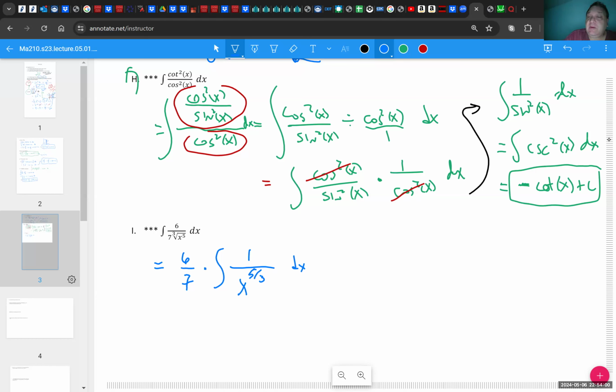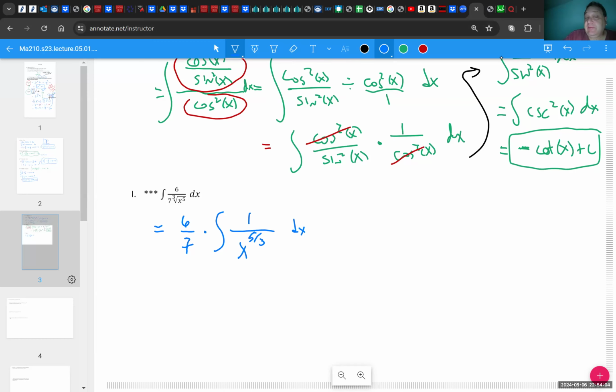We don't have a formula for 1 over x to a number, but we do have a formula for x to a number. So you'll have to go back to your algebra skills, your pre-calculus skills, and say, hey, I can use negative exponents to represent this thing. This would be x to the negative 5/3. We have done this before in doing derivatives. We do the same kind of algebra simplification for antiderivatives.